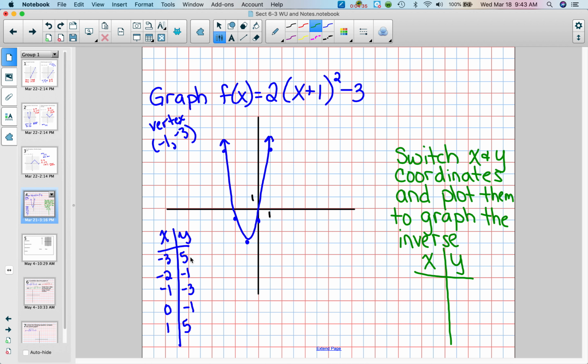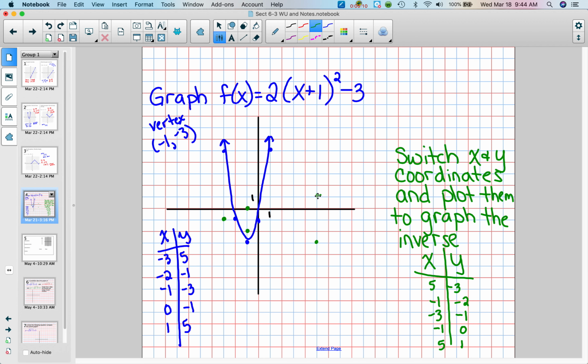And what we're going to do now is swap the x and y values. So instead of -3, 5, we'll have 5, -3. Here we'll have -1, -2. So this is allowing me to see ordered pairs that are going to be on the inverse of this parabola. So I'm going to plot those, see what I get. So we have 5, -3, -1, -2, -3, -1, -1, 0, and 5, 1.